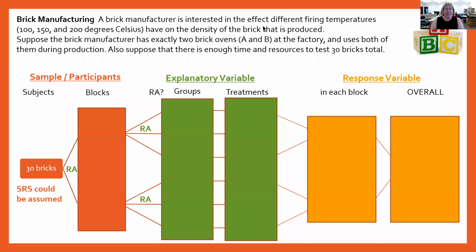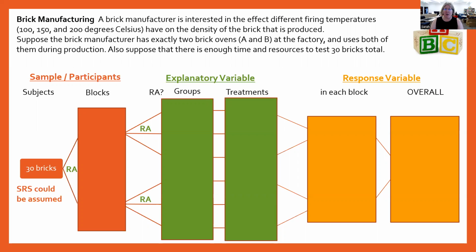Right, we're going to revisit a randomized block design that we looked at earlier. This is the one on brick manufacturing. So a brick manufacturer is interested in the effect different firing temperatures, either 100, 150, or 200 degrees Celsius, have on the density of the brick that is produced.